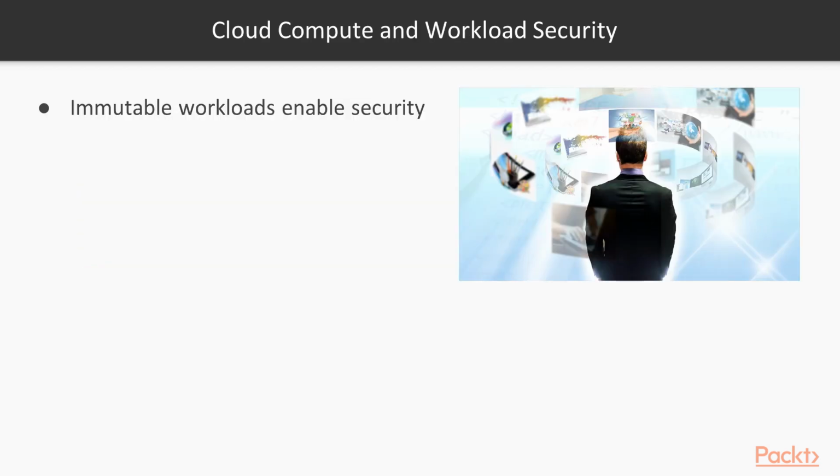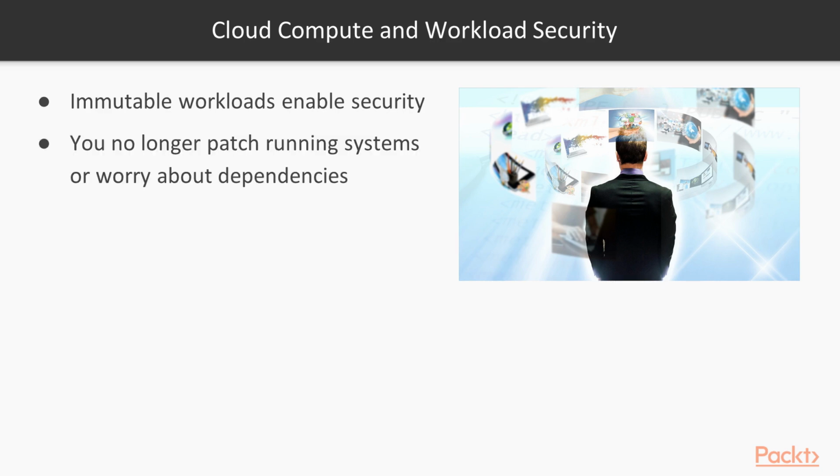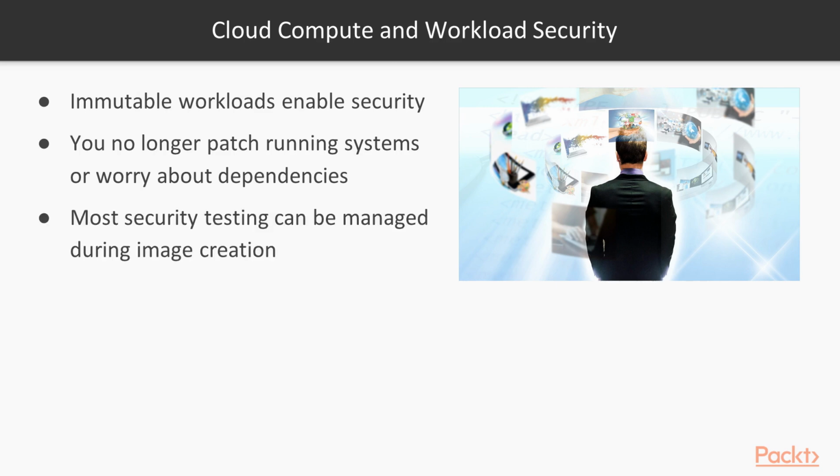When we talk about cloud compute and workload security, immutable workloads enable security. Immutable workloads are basically instances of virtual machines that can be run from images. So instead of creating a new virtual machine again and again for every user, cloud service providers create a base image with the patches and basic configurations done. Whenever they want a new instance, they can just directly boot it from that image. Since we're talking about immutable workloads, you no longer patch the running systems or worry about dependencies, as everything is taken care of when the image is created. And most security testing can also be managed during image creation.